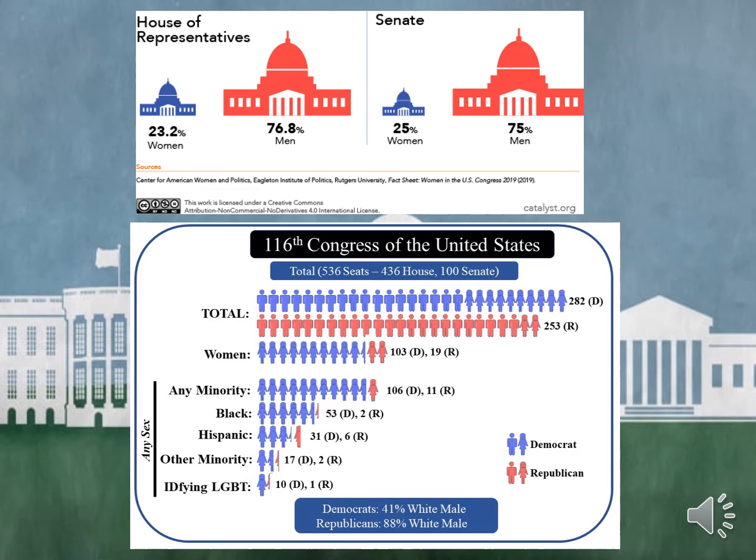The oldest representative is Don Young, who is a Republican for Arkansas, who was 85 years old at the beginning of the Congress. Senators must be at least 30 years old when they take office. The youngest senator in the 116th Congress is Josh Hawley, a Republican from Montana, who is 39 years old. The oldest senator is Dianne Feinstein, a Democrat for California, who is 85 years old.